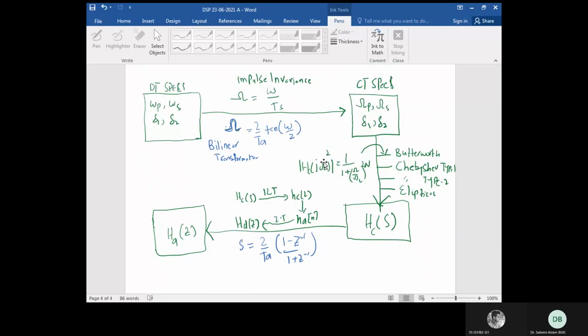ठीक है? And if you are using the impulse invariance method, then this is the analog frequency. ये जो आपको Ω type frequency नजर आ रही है, this is the analog frequency, and this ω type is basically the discrete frequency. So you are converting your discrete frequency into analog frequency, and the reverse operation is happening here. You have H(s). You take the inverse Laplace transform, you will get h(t). And here you perform sampling, you will get h(n).